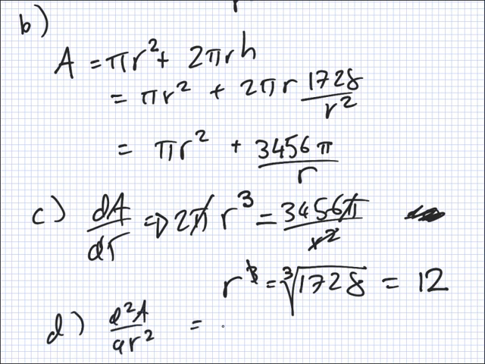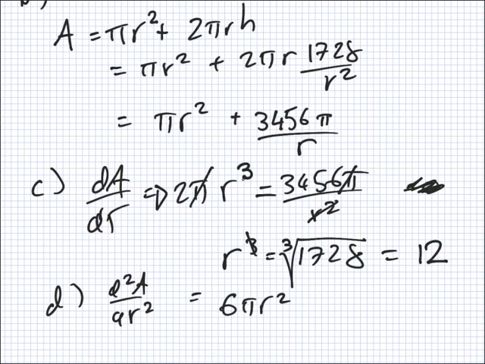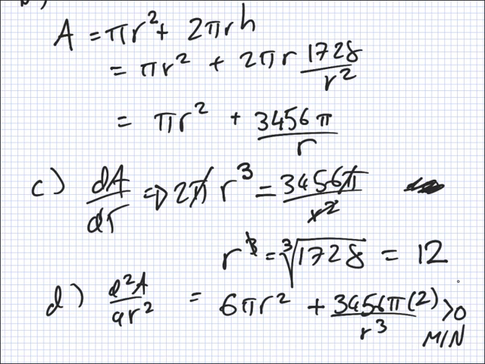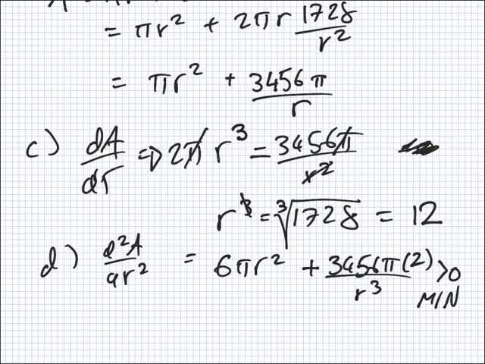Confirm that your value of r gives a minimum. So the second derivative would be 6 pi r squared, because you bring down the power, reduce the power by 1, and then plus 3456 pi, since I brought down the minus 2 and reduced the power by 1. That's definitely positive, which makes it a minimum. Yeah, it's not 6 pi. Was the derivative not 2 pi r cubed? No, that's after multiplying by r squared.